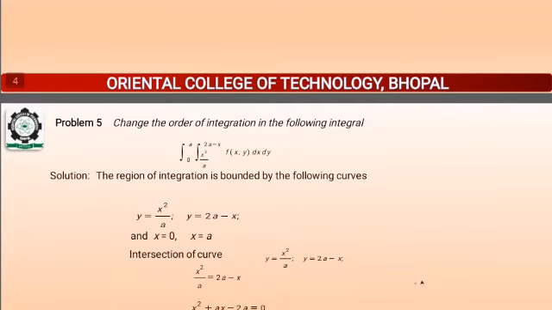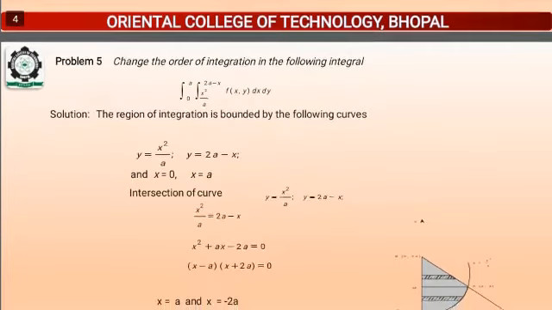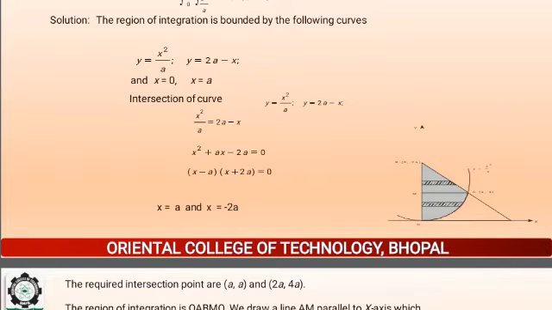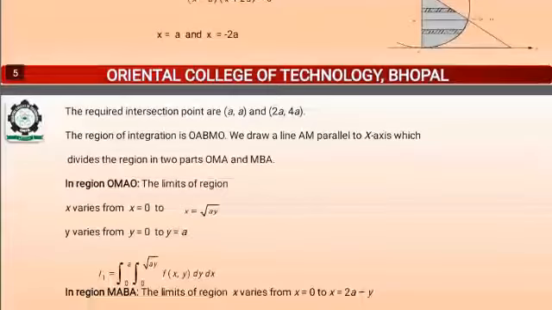Come to next question. Change the order of integration in the following integral: integral 0 to a, integral x square by a to 2a minus x, of f x y dy dx. The region of integration is bounded by the following curves: y equal to x square upon a, that is a parabola; y equal to 2a minus x, that is a straight line with intercept 2a on both axes. After solving these two equations, we have x equal to a and x equal to minus 2a. The required intersection points are a comma a and a comma 4a.